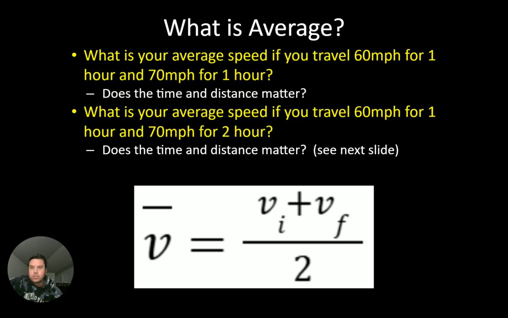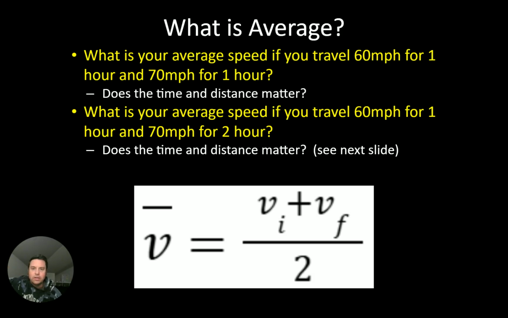What is your average speed? So this question back here. What is your average speed if you travel 60 miles per hour for 1 hour and 70 miles per hour for 1 hour? Does the time and distance matter? It turns out they don't, right? Because you did the same. You did 60 miles per hour and 70 miles per hour. So proportionally, those are the same. So I can just do 60 plus 70 divided by 2, and I get 65. So on average, for that 2 hour trip, I was going 65. Wasn't going 60 the whole time, wasn't going 70 the whole time. On average, I was going 65.